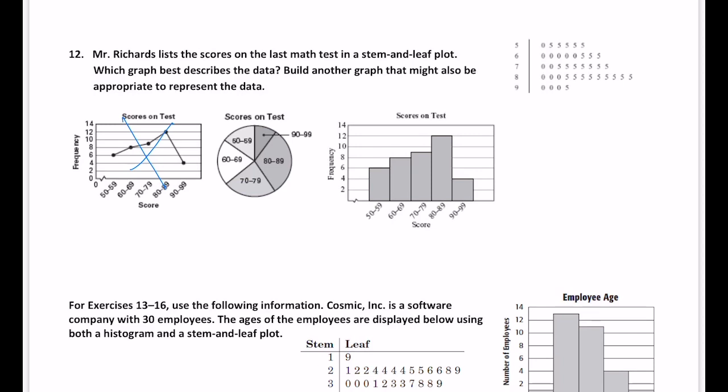This kind of shows you as a whole where the class falls. And as you can see, the 80 to 89 range had the most frequency. For scores, I actually like to use histograms because it shows you very simply where everybody falls and you don't have to guess. You know exactly how many students got in the 50 range, the 60 range, the 70 range, the 80 range, and the 90 range. So I would actually use this graph the most.